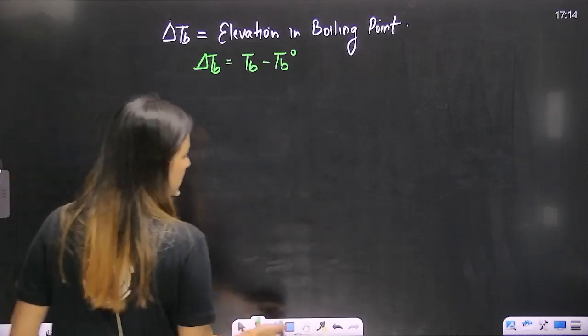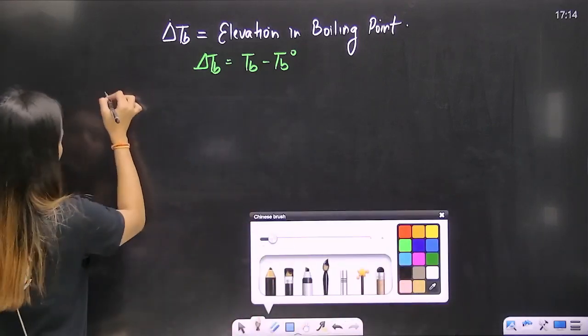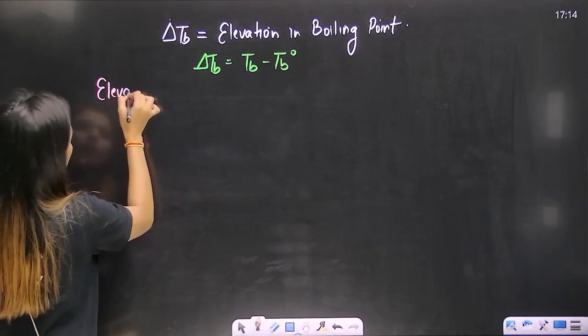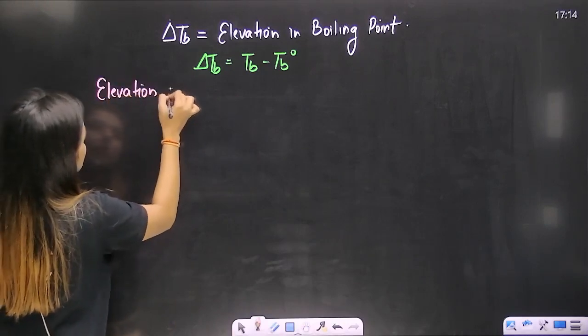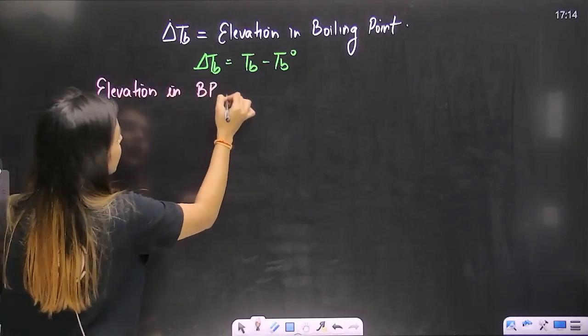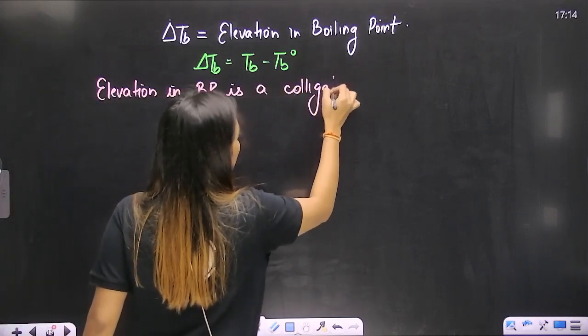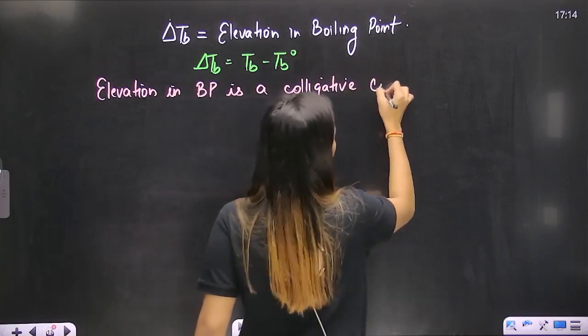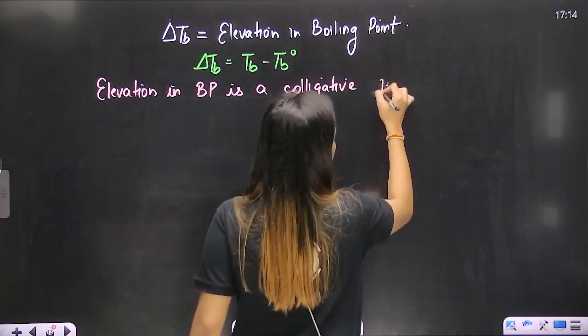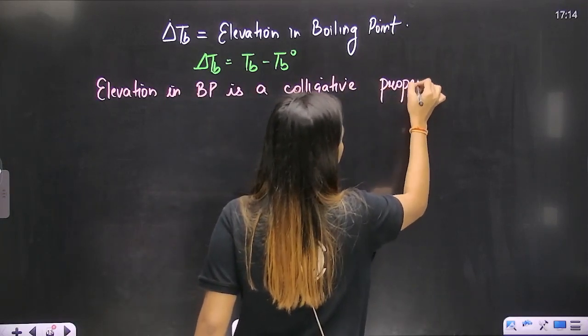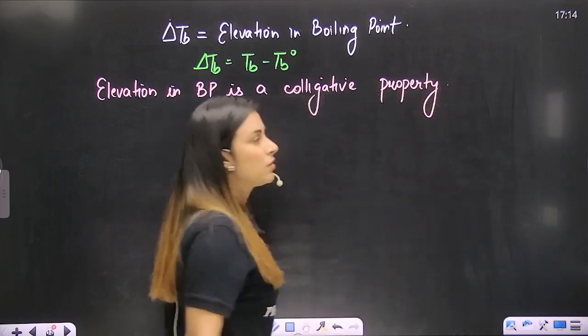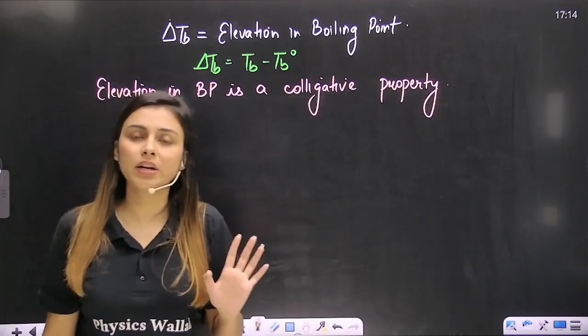First, you have to write this. Elevation in boiling point is a colligative property. I hope we've understood this, that why it is a colligative property. Yes, we've understood this. Why is it a colligative property?